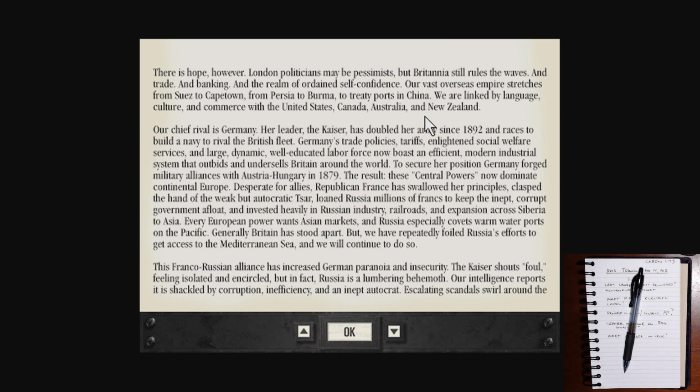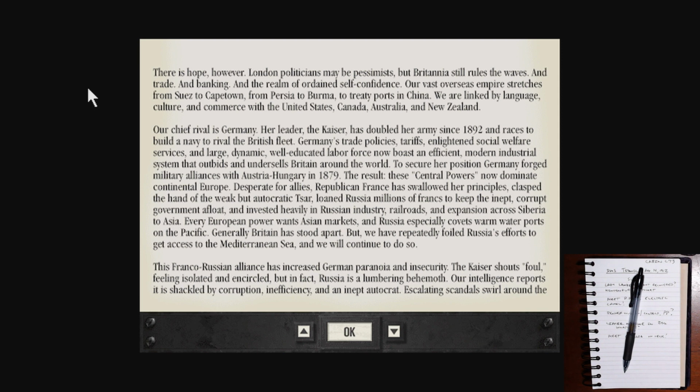There is hope, however. London politicians may be pessimists, but Britannia still rules the waves, and trade, and banking, and the realm of ordained self-confidence. Our vast overseas empire stretches from Suez to Cape Town, from Persia to Burma, to treaty ports in China. We are linked by language, culture, and commerce with the United States, Canada, Australia, and New Zealand. Our chief rival is Germany. Her leader, the Kaiser, has doubled her army since 1892 and races to build a navy to rival the British fleet.